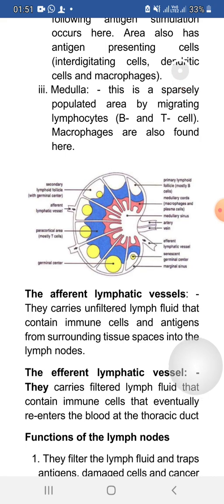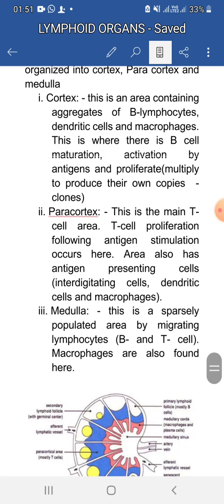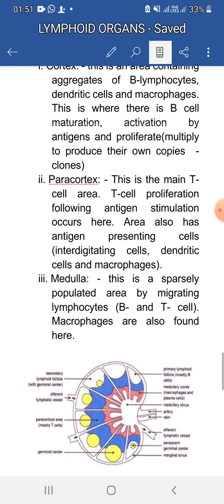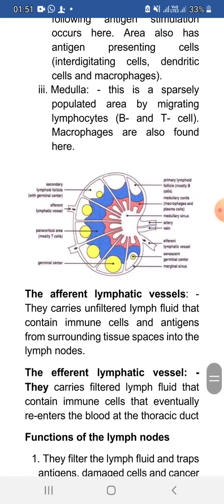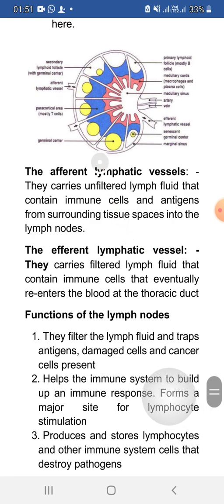So what really happens in these regions? The cortex is a region for development of B lymphocytes, and their activation and proliferation. We've seen that. The paracortex is for T cell activation and proliferation. Then the medulla is a region where they are now escaping, but there could still be activation and proliferation. They are leaving the node. I've talked about the function of the afferent and efferent lymphatic vessels.